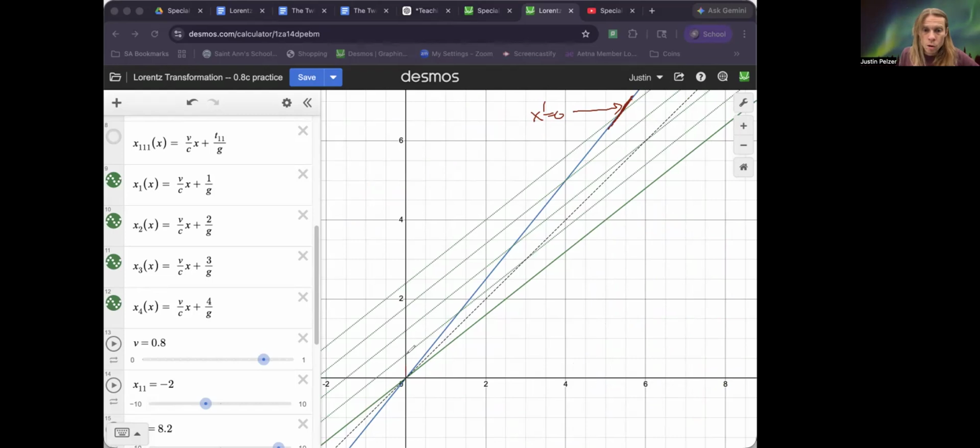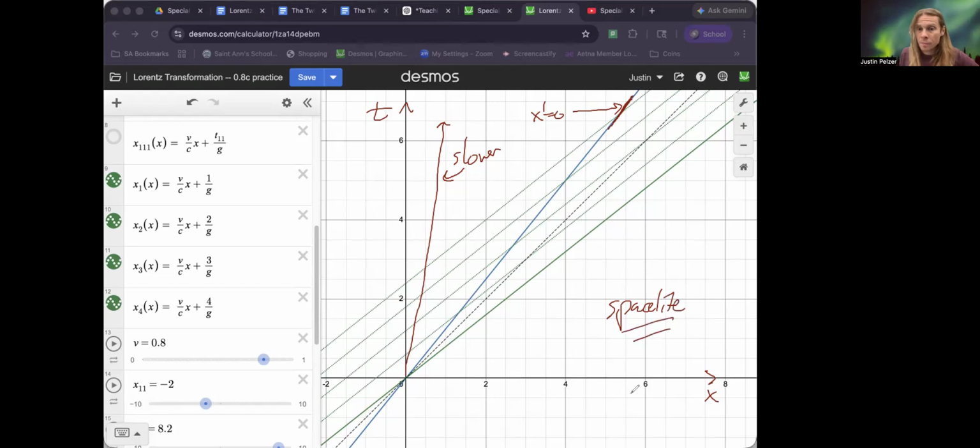If you go slower, this is a slower world line. Because remember, this is the time axis, this is the x-axis. Slower obviously means that you're moving more through time than through space. This is space-like over here. This is impossible. You'll then say, well, why is this line over here? Here's why. This is the t prime equals 0 line.